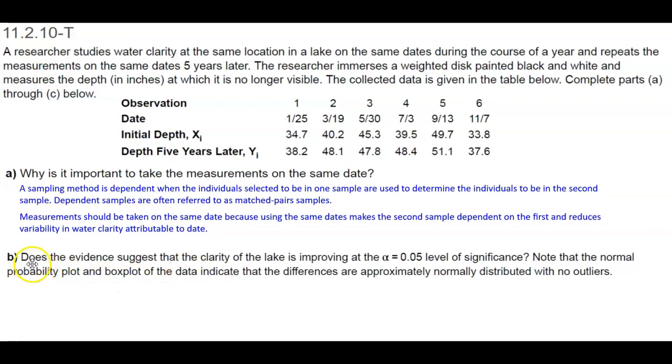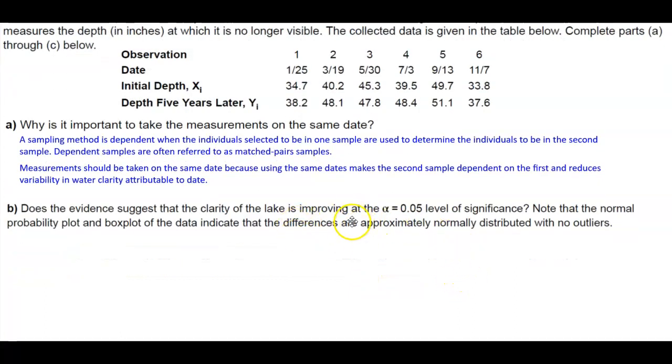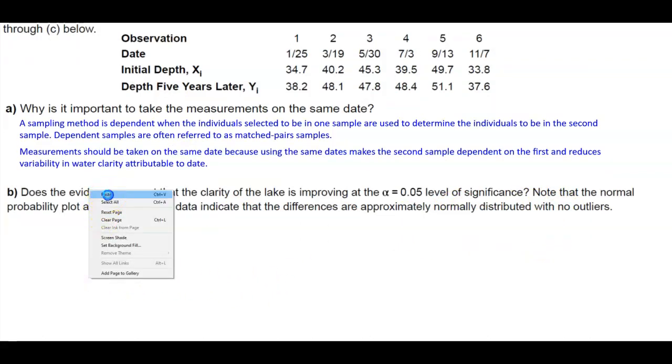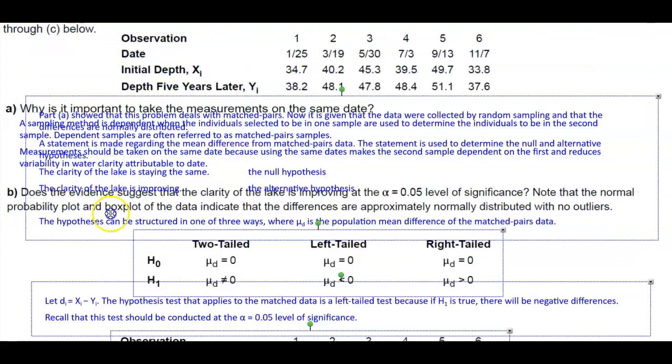Okay, the next question says, does the evidence suggest that the clarity of the lake is improving at the alpha equals 0.05 level of significance? And note that the normal probability plot and a box plot of the data indicate that the differences are approximately normally distributed with no outliers. So it's already telling us that the data is approximately normal, so we don't need to check for that. Okay, so let's go ahead and take a look at this information here.